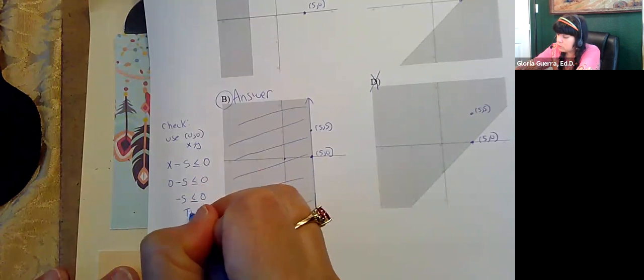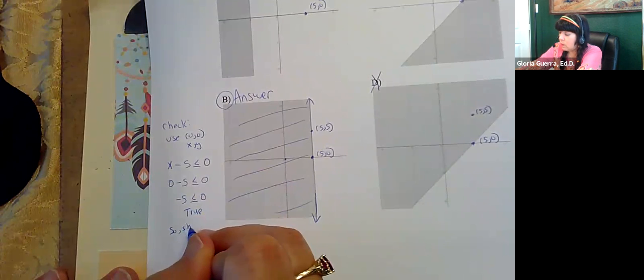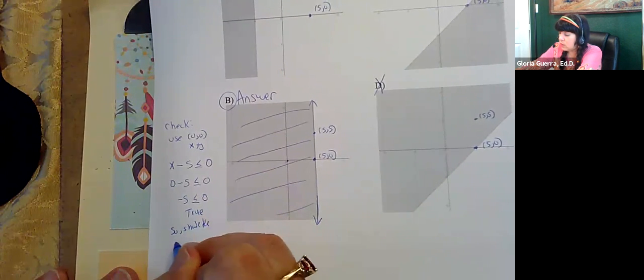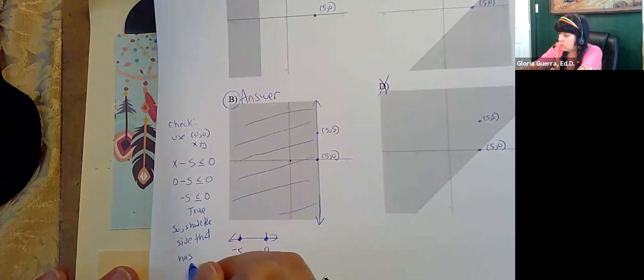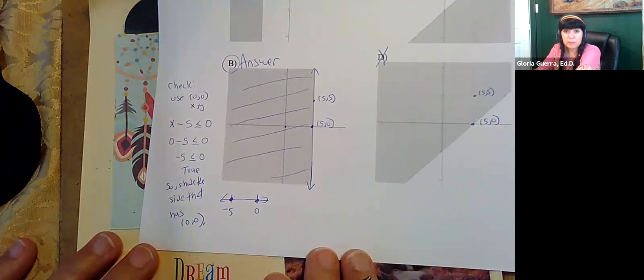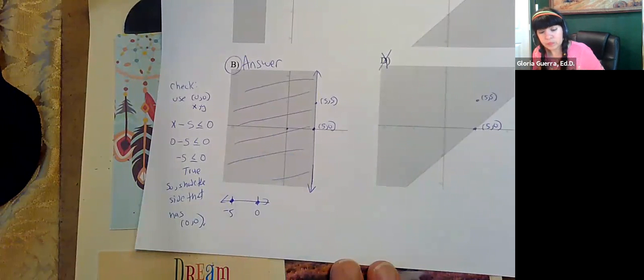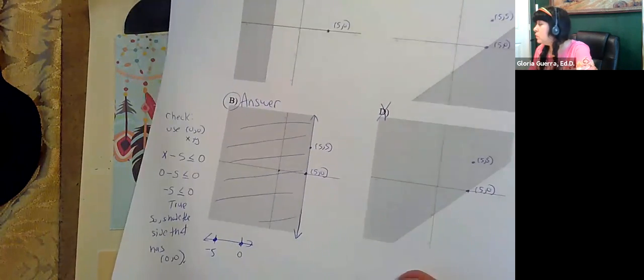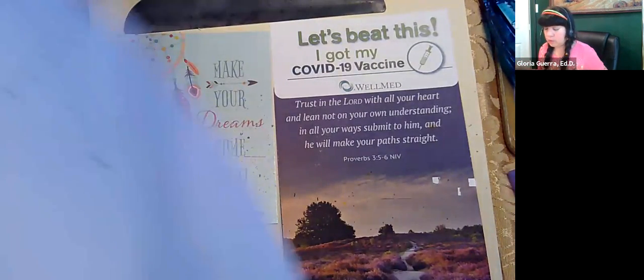So this is true. So you want to shade the side that has your testing point, your 0, 0 in there. I'm going to shade that side, and they did. Okay, now let's do number 5.